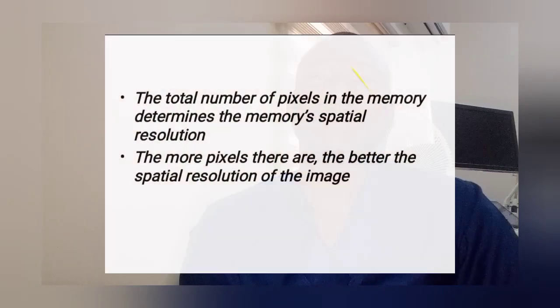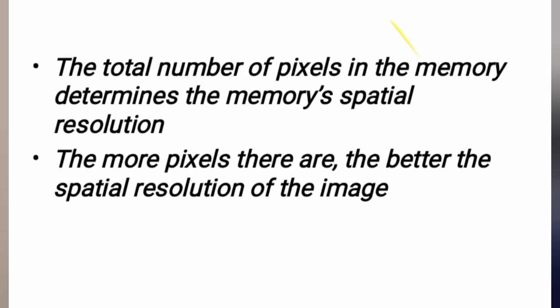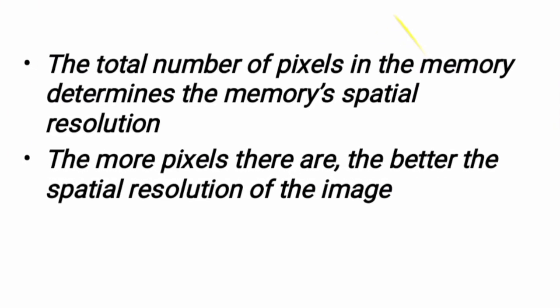However, if we think of the advances in modern digital cameras, we can see that 1/4 of a million is likely the barest minimum that is needed for a good quality image. For example, the standard in present-day digital cameras is 5 million pixels. You begin to understand. So the total number of pixels in the memory determines the memory spatial resolution. The more pixels there are, the better the spatial resolution of the image.